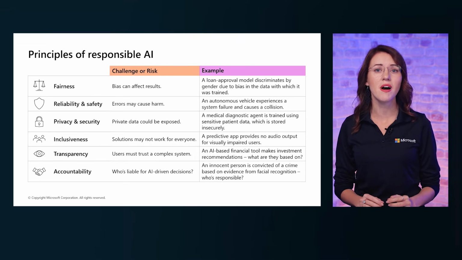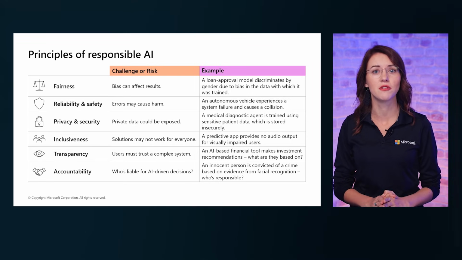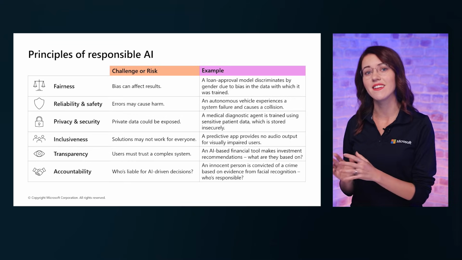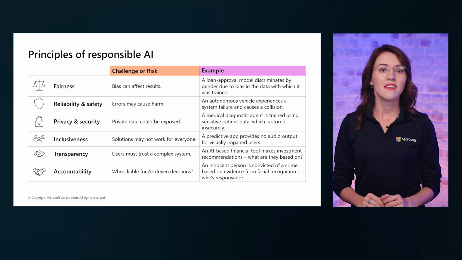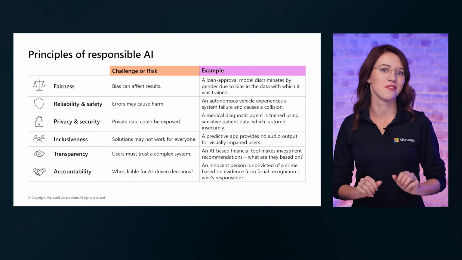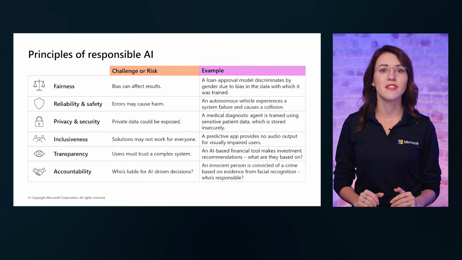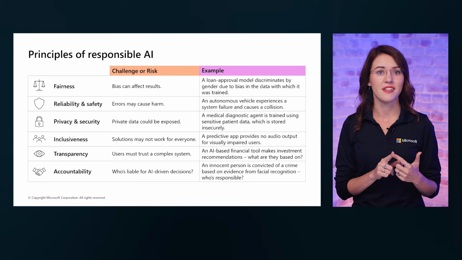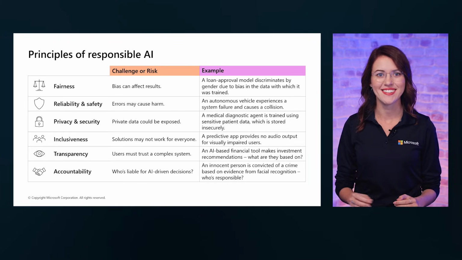Developers and organizations must follow clear governance frameworks to ensure ethical and legal compliance. These 6 principles aren't just words. They are the foundation for building AI solutions that are ethical, trustworthy, and beneficial for everyone.